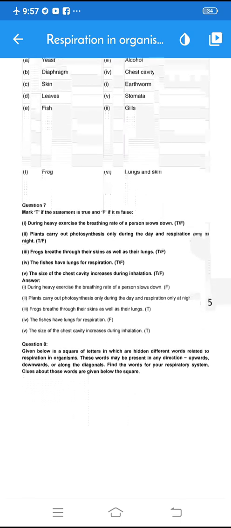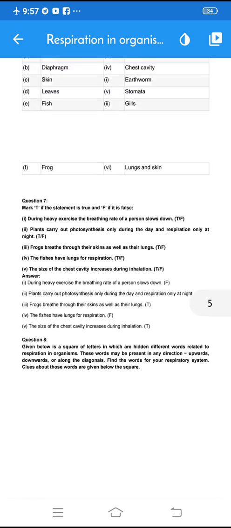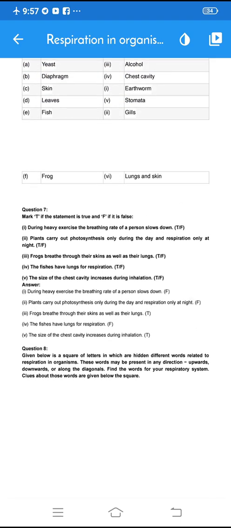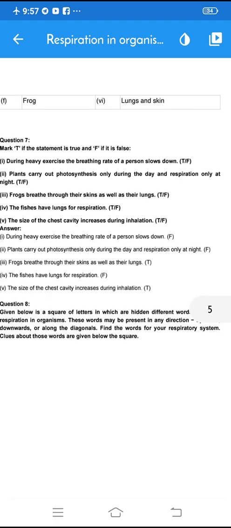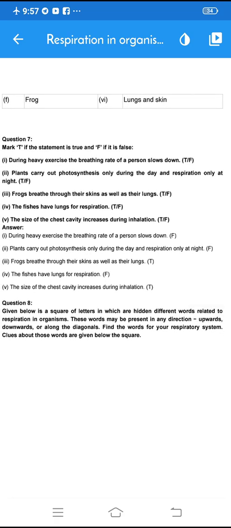Okay, now let's go to question number 7. That includes true or false. Let me read out the statements, and let us find out whether each is true or false. First one: during heavy exercise the breathing rate of a person slows down. Is it right? No, definitely no. So it's false. During heavy exercise, the breathing rate of a person increases.